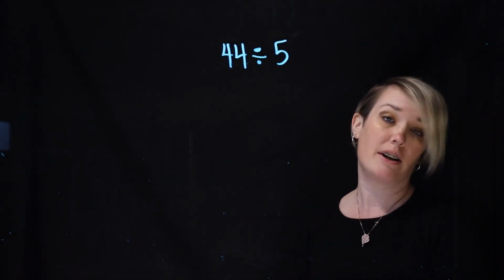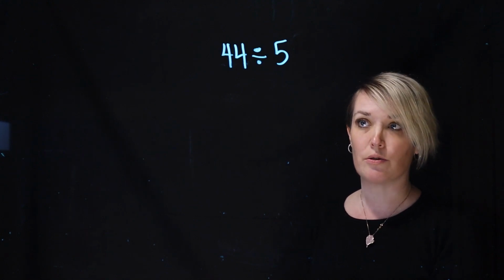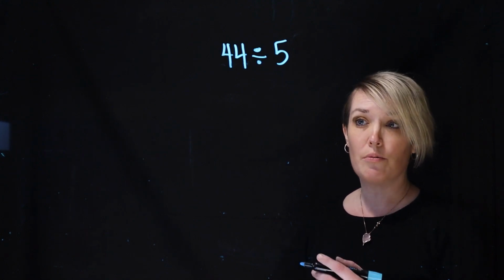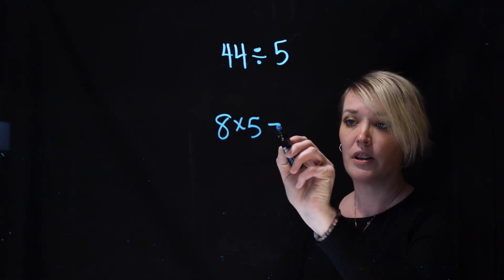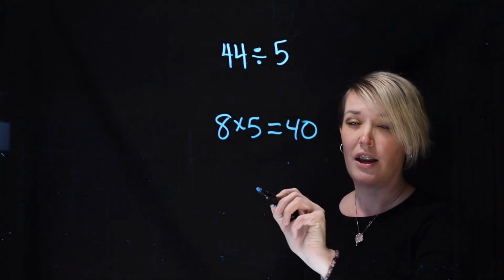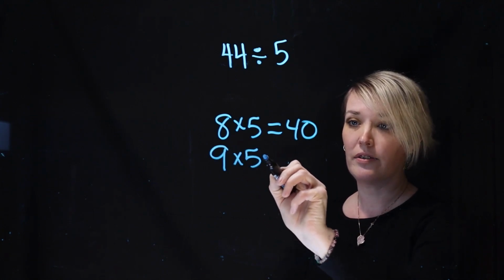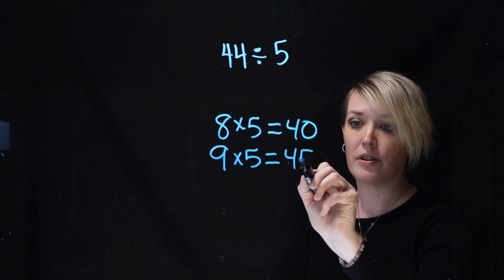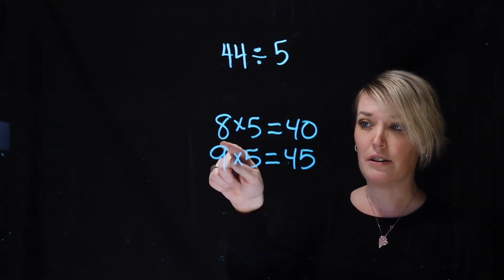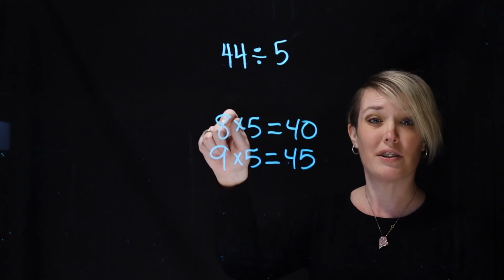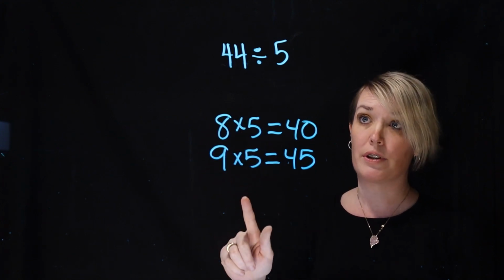I was working with Yolanda with figuring out 44 divided by 5. Now she had some really great ideas. The first thing that she told me was that she doesn't really like division, so she's going to use multiplication. She knows that 8 times 5 equals 40, and that 9 times 5 equals 45. So she said the answer is going to be somewhere right in between 8 and 9, probably closer to 9, but not more than 9.